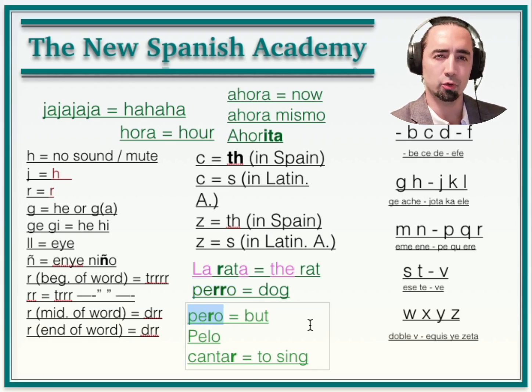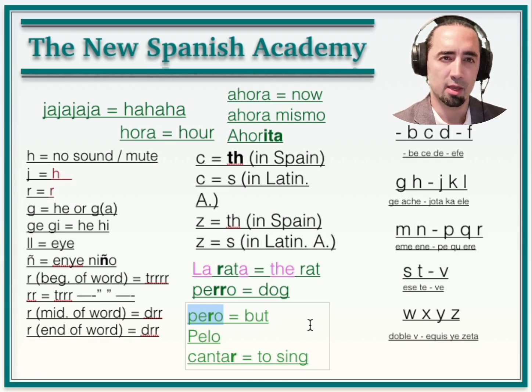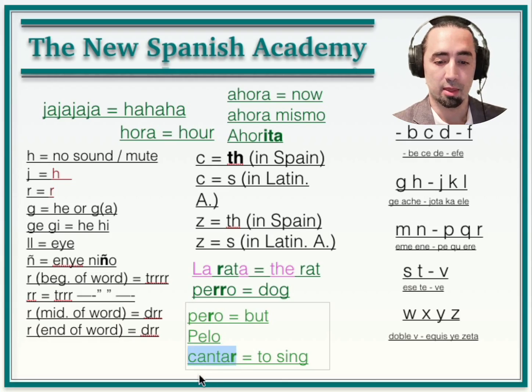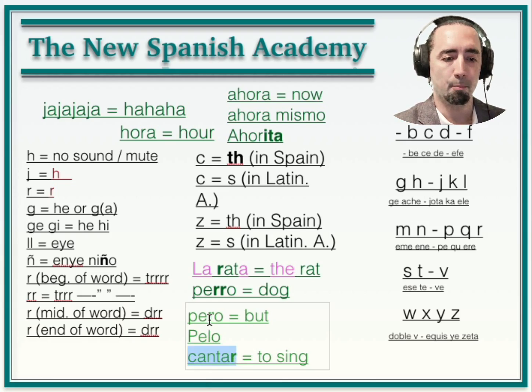Now we go to the sound R. All right? Now the sound R is a single R, as you can see here, pero, in the middle of the word, and cantar at the end of the word. Okay? Cantar, and then we have pero.